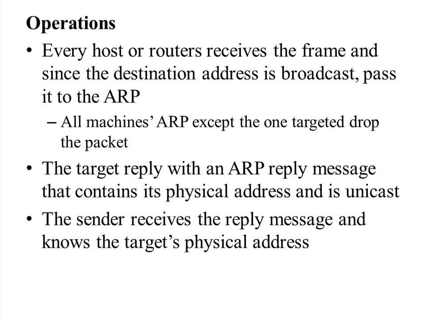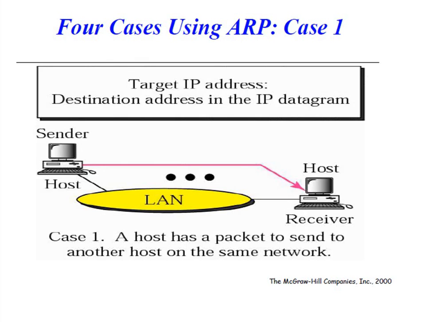It will simply send to the sender. So the sender will come to know this is the hardware address, this is the IP address. Now they will start communicating. The sender receives the reply message and knows the target's physical address. And there are 4 types of cases, as we discussed in previous slides: host to host, host to router, router to router, and router to destination host. So these are the 4 cases.